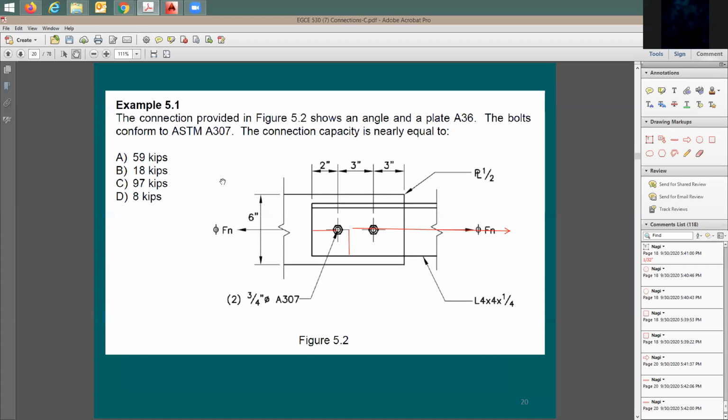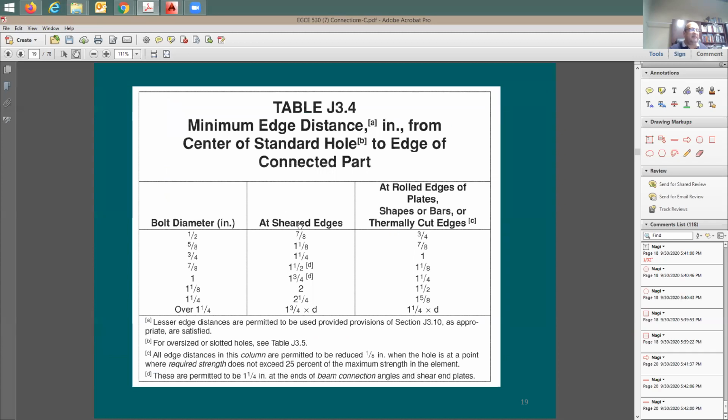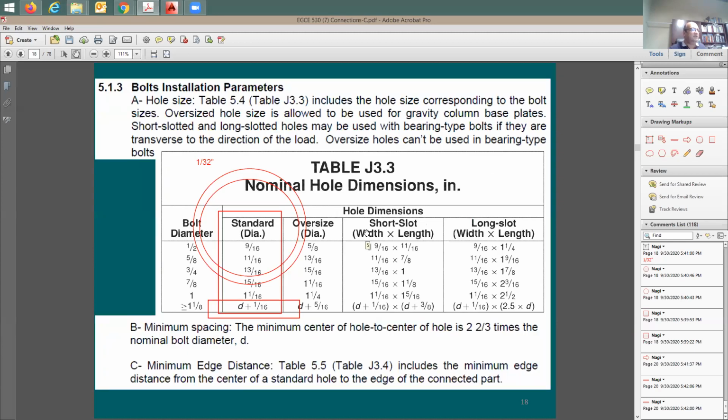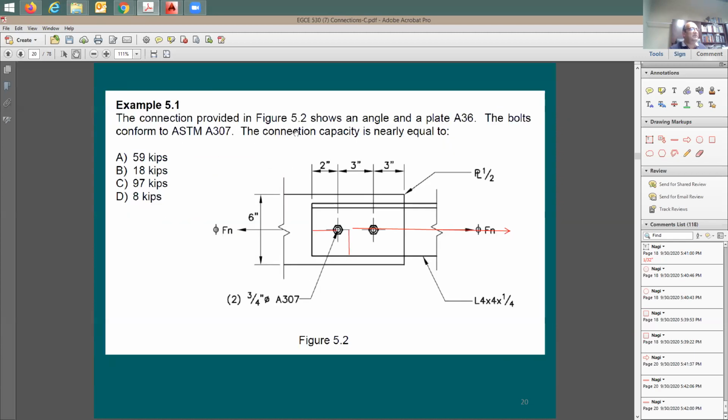Okay. Sir, does a bolt have to be within the shear edge in order for it to fit? Or if the bolt is out of the shear edge, will it be safe? You need to provide this distance, otherwise the connection is not good. So for example, if you look at this size here, this bolt, how big is this bolt? 3/4 of an inch.